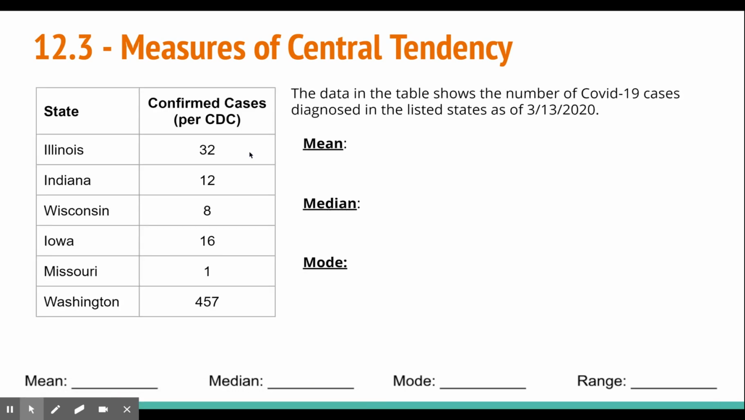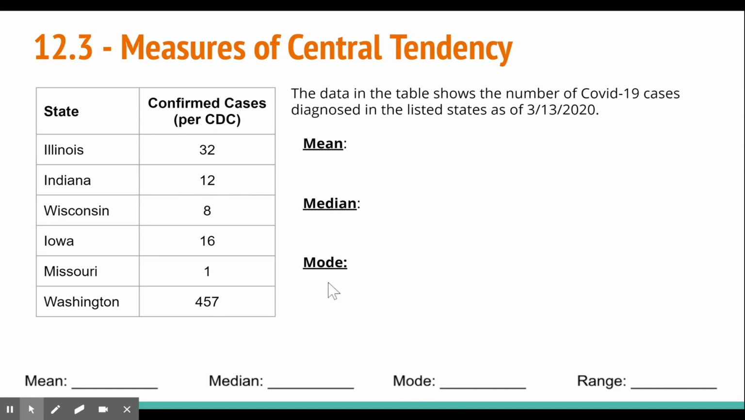This last one is a little bit more relevant to what's going on in the world. So, some data from a couple weeks ago, some confirmed cases of COVID-19 in different states. They're a lot bigger now, unfortunately, but we're going to look at some data from a couple weeks ago. In Illinois, there were 32, 12 in Indiana, 8 in Wisconsin, 16 in Iowa, 1 in Missouri, and in Washington, 457.